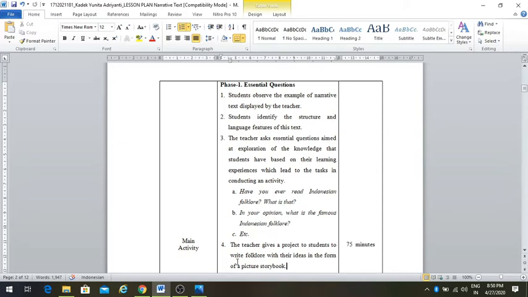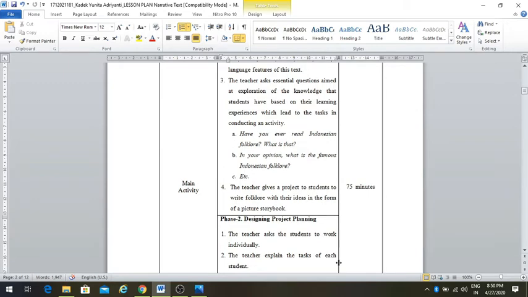Finally, the teacher gives a project to the students to write an Indonesian folklore with their ideas in the form of a picture storybook. So the teacher gives a project to the students to create a picture storybook about an Indonesian folklore. It can be Malin Kundang, Danau Toba, Sangkuriang, etc.